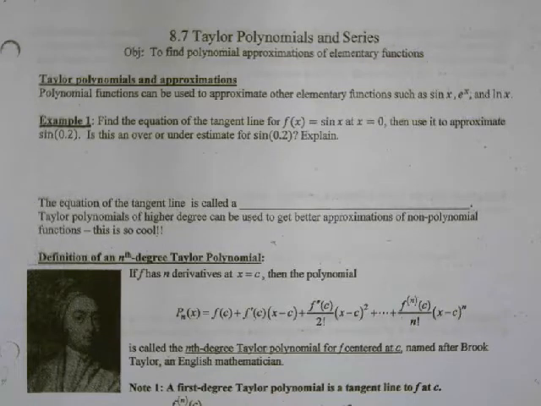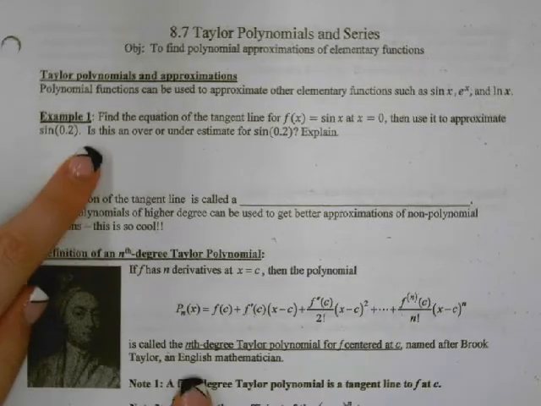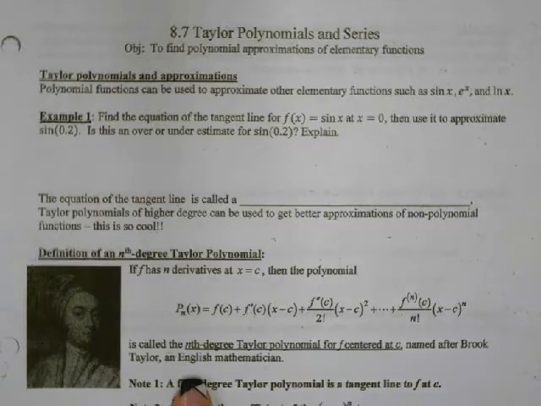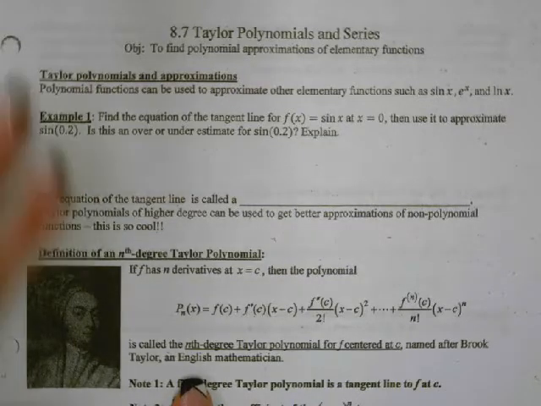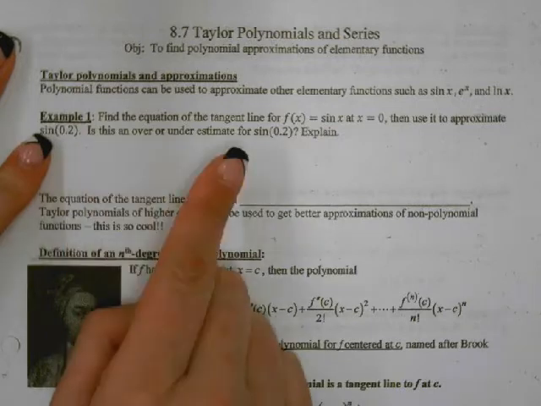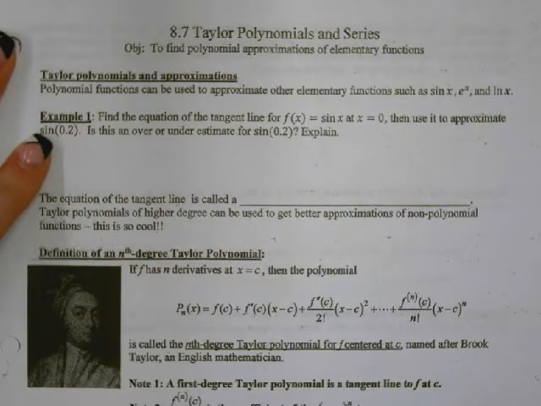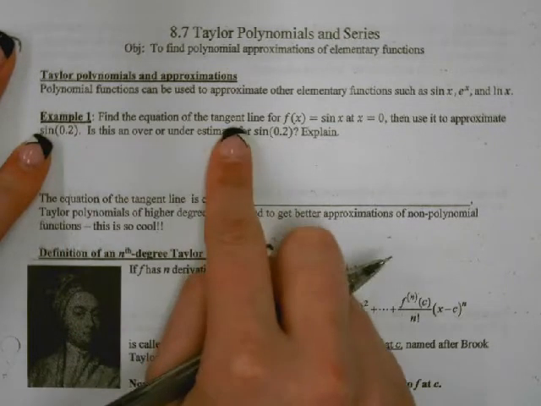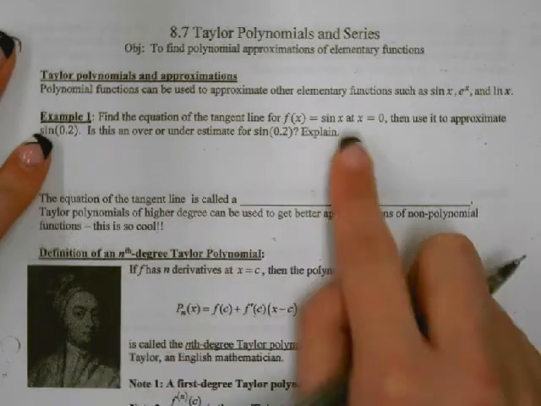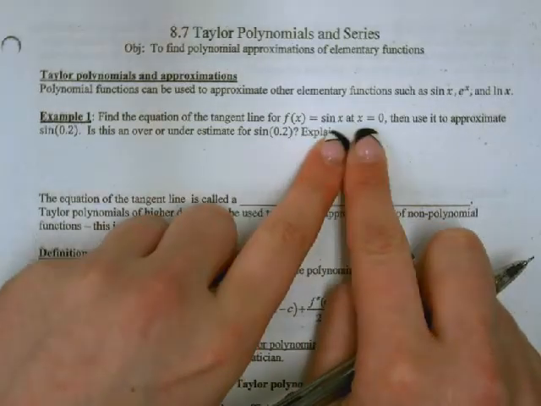All right, so we're going to go ahead and start off looking at this example right here, and then I'll kind of describe what we're doing from there. So this example is old news. We've actually done something like this before. It says find the equation of the tangent line for this curve at x equals 0.